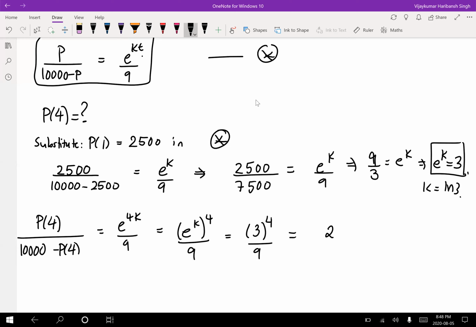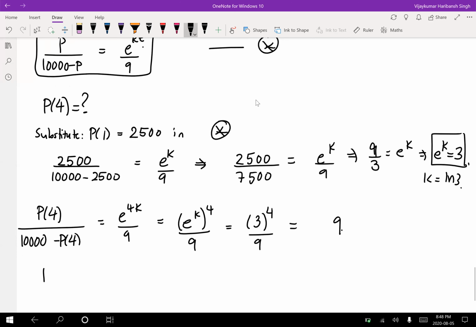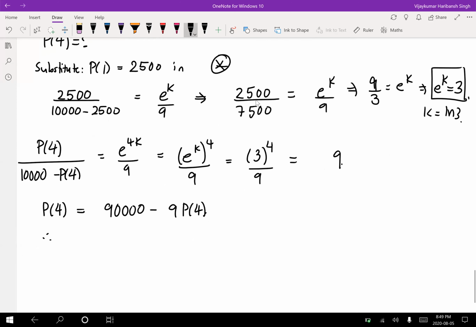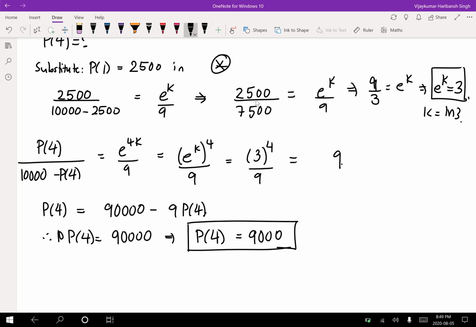So 3 to the 4 is 81, divided by 9, so this is going to be 9. So we get P of 4 equals 90,000 minus 9 P of 4. So therefore, 10 P of 4 equals 90,000. So this means P of 4 equals 9000. So this is how the whole problem is done.